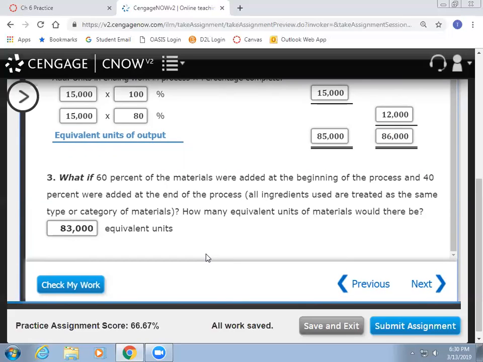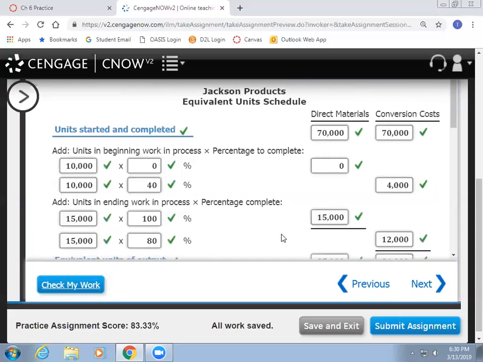Any questions on that? Okay, so just remember when you use FIFO, you have to calculate the cost to finish out whatever's in beginning work in process. Okay, that's the difference. But we can check that one.